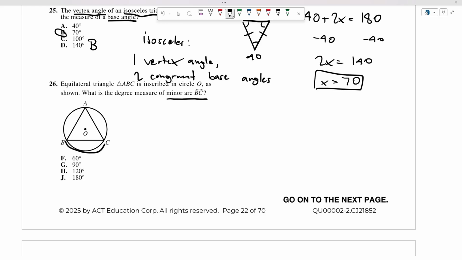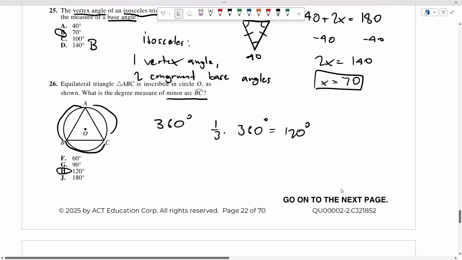You can kind of tell that each of these arcs is 1/3 of the entire circle, 1/3 of the entire circumference, right? So if the entire thing is 360 degrees, then each third is going to be 1/3 times that, which is 120 degrees. Okay, so then you're going to get H for your answer. You can also look at it and tell that it's not 90 degrees, it's bigger than that, but it's also not 180. Usually these are kind of obvious with the diagrams. Okay.